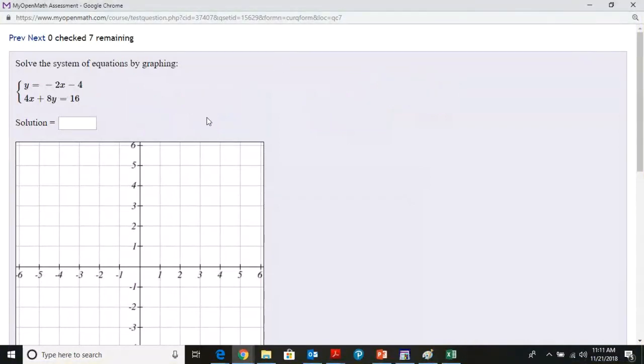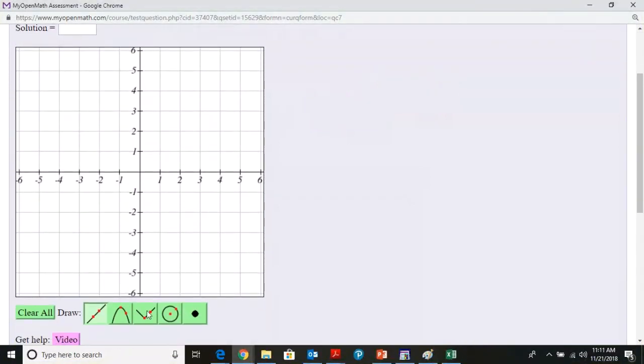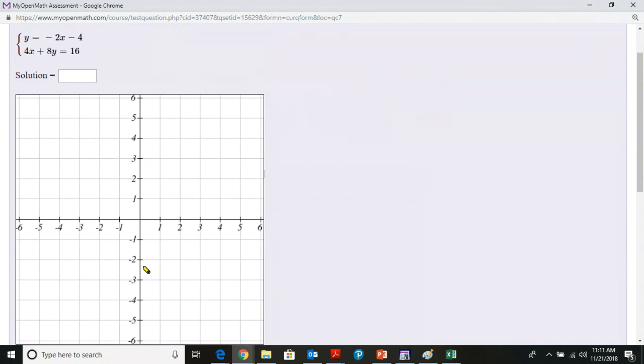So let's go ahead and graph these two. For the first one, make sure your line is picked. The first one crosses the axis at -4 and has a slope of -2, so we would drop 2 and run 1. So there's our first line. For the second one, remember we solved it and it crossed the axis at 2 and had a slope of -1/2. So that's drop 1, run 2, which will put us right there.